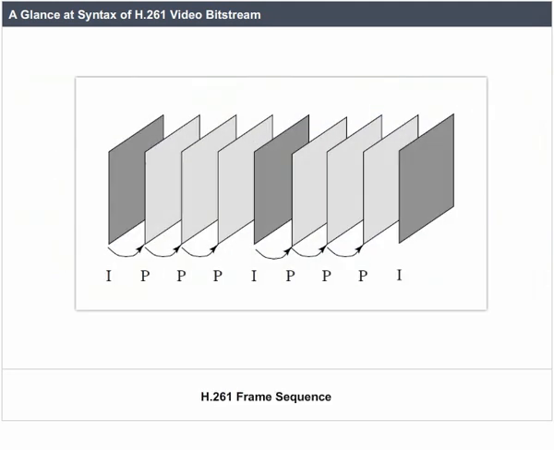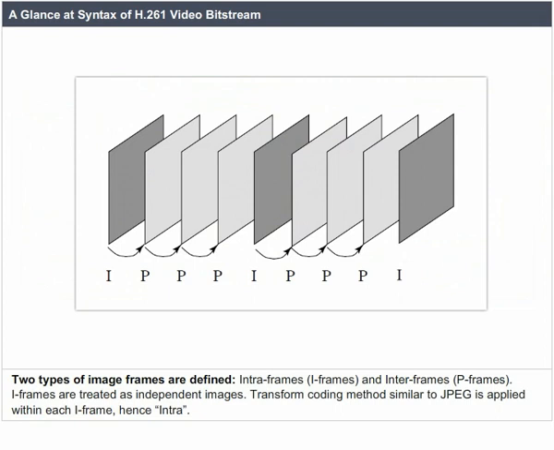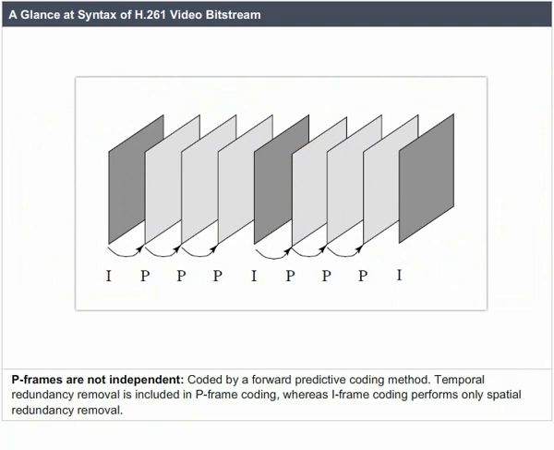H.261 frame sequences. Two types of image frames are identified: intraframes, I-frames, and interframes, P-frames. I-frames are treated as independent images. A transform coding method similar to JPEG is applied within each I-frame, hence intra. P-frames are not independent. They are coded by a forward predictive coding method. Temporal redundancy removal is included in P-frame coding, whereas I-frame coding performs only spatial redundancy removal.